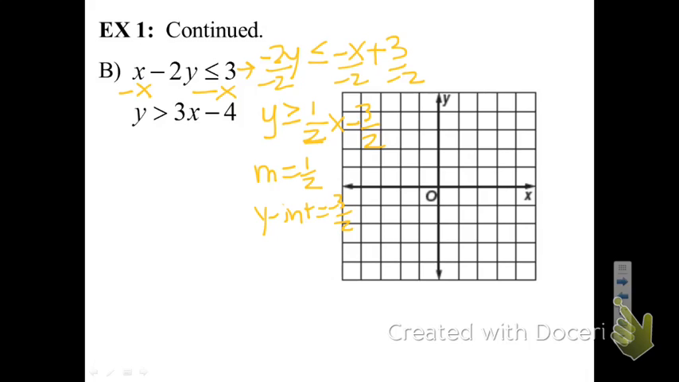So to graph that, we go down 1.5, and then we use our slope, up 1 over 2, or down 1 back 2, and we graph this as a solid line. And then we would shade, it tells us that y is greater than, so we would shade above.